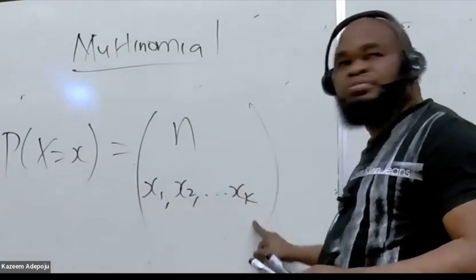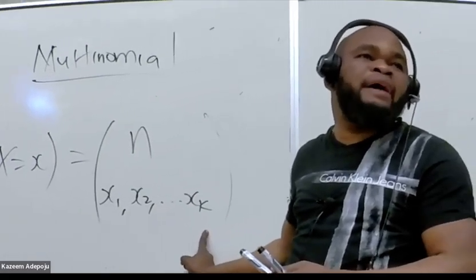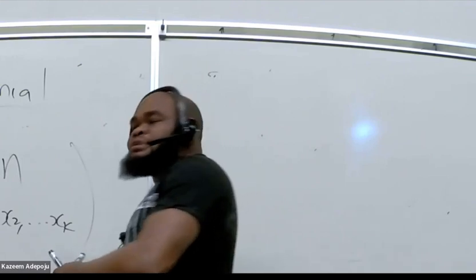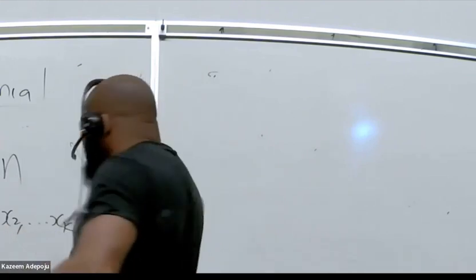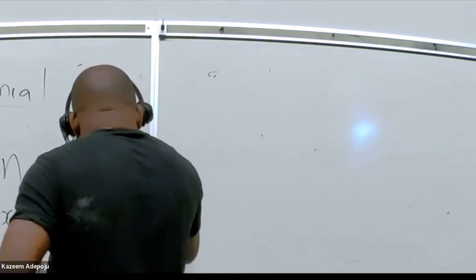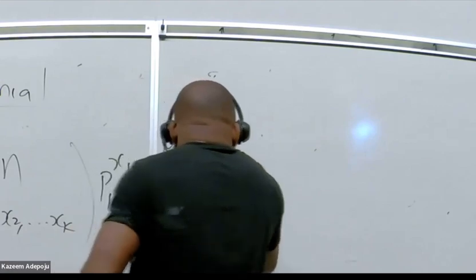For instance, if I want to write, it's basically going to be x1, x2, maybe until I get to xk. We're partitioning this into K groups, not just 2 groups anymore as in binomial. And each of these is going to have their probability. So maybe p1 to the power x1, p2 to the power x2, until I get to pk to the power xk.